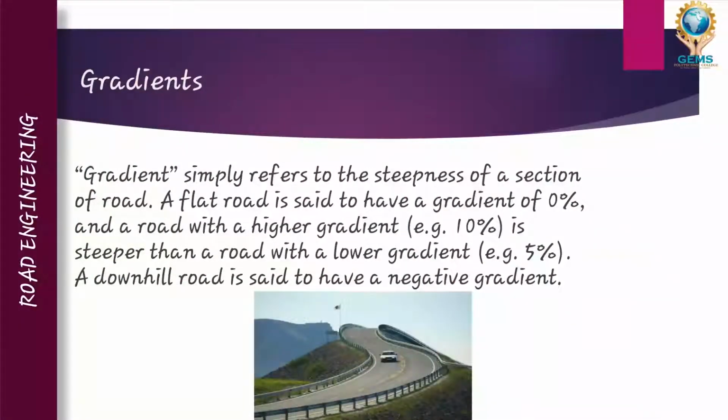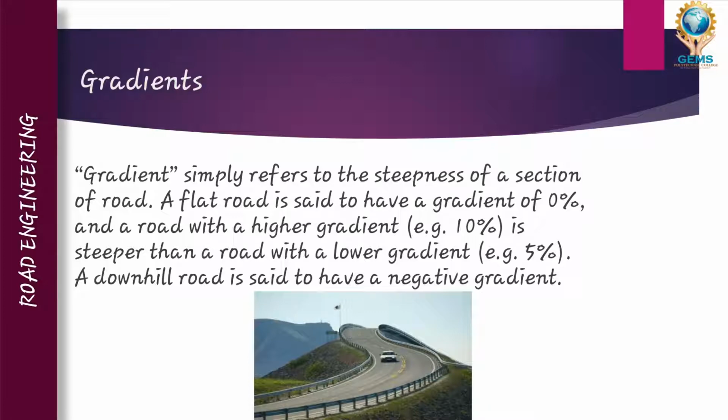Gradient. Let us see what is gradient. Gradient simply refers to the steepness of a section of road. A flat road is said to have a gradient of 0%, and a road with a higher gradient, for example 10%, is steeper than a road with a low gradient, for example 5%, and a downhill road is said to have a negative gradient. Gradient is nothing but the rise and the fall of a road.